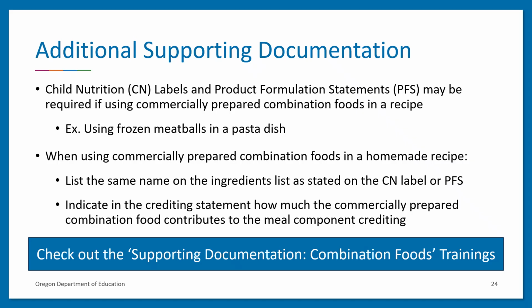When you have commercially prepared combination foods in a homemade recipe, while standardizing the recipe, it is important to list the same name on the ingredient list as stated in the child nutrition label or product formulation statement. It is also important to indicate in the recipe's crediting statement the amount that the commercially prepared combination food contributes to the meal components.